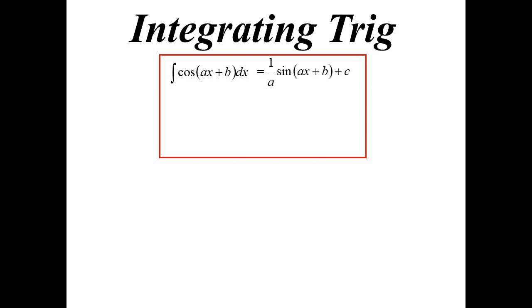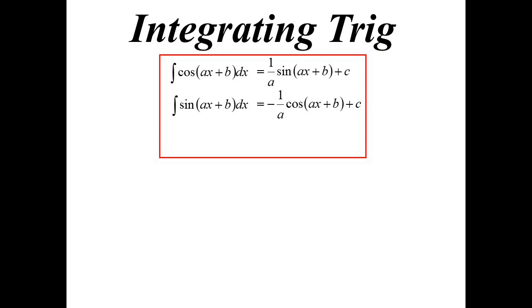Now, I'm just dealing here where the angle is a linear function, and so we'd have 1 over the coefficient of x out the front there. Now, sine. We saw that when we differentiate cosine, we got negative sine. Therefore, when we integrate sine, we should get negative cosine. And this is where we really have to be careful, because that's so easy to make that mistake. Remember, it's when you differentiate cosine, you get negative sine, but when you integrate sine, you get negative cosine.